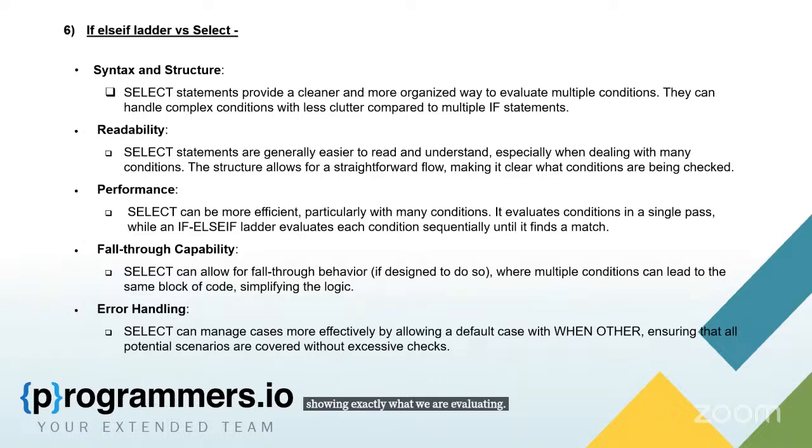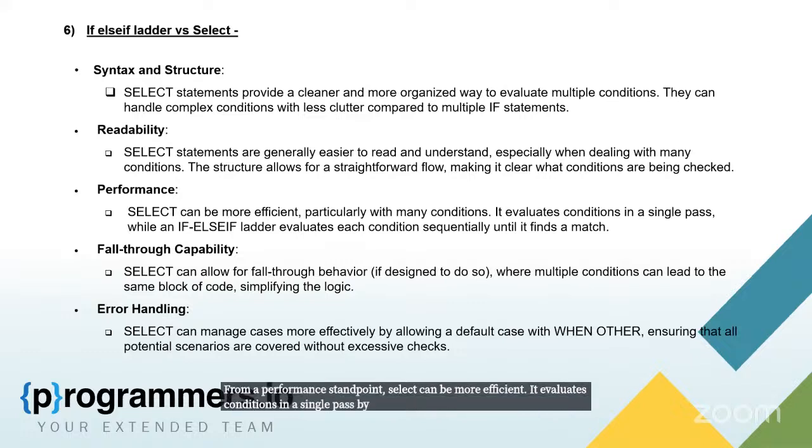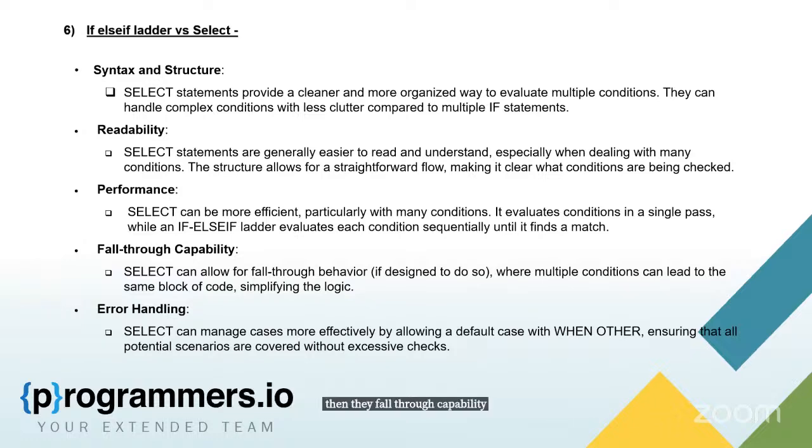Then comes up the performance. From a performance standpoint, select can be more efficient. It evaluates conditions in a single pass, while an if and else if ladder checks each condition sequentially, which can be slower with so many checks. Then the fall through capability. Select can allow for the fall through behavior if it is designed to do so, where multiple conditions can lead to the same block of code. And this can also simplify our logic.